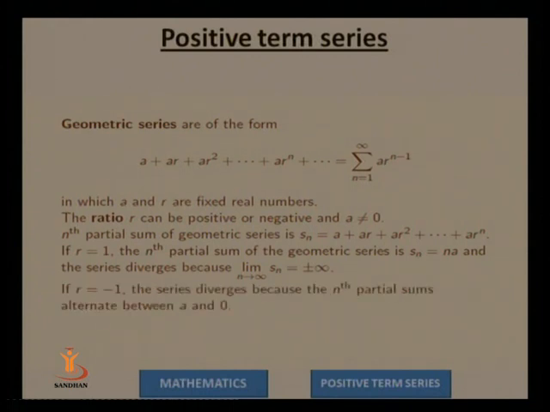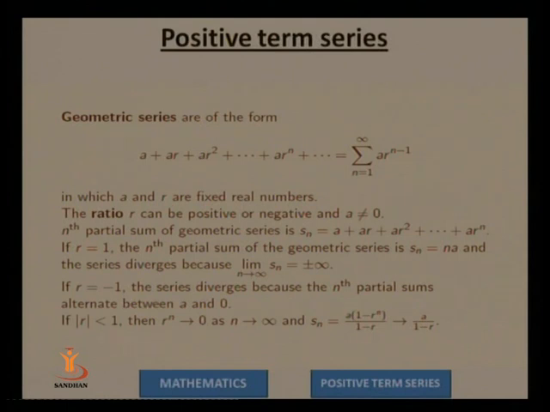Next, what happens if r is equal to minus 1. If r is minus 1, then Sn will be a or 0. That means if you have an odd number of terms or an even number of terms, according to that n, Sn will be a or 0, right? In that case again the partial sum sequence will not converge to any point, and so the geometric series will diverge.